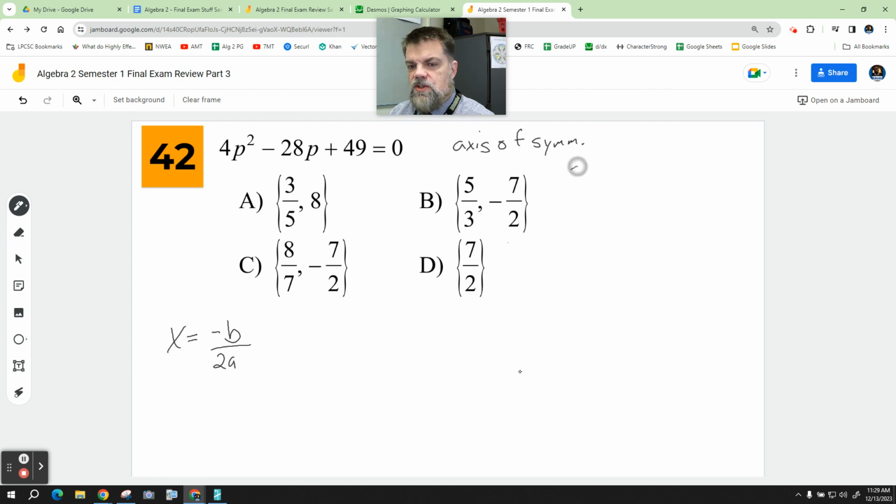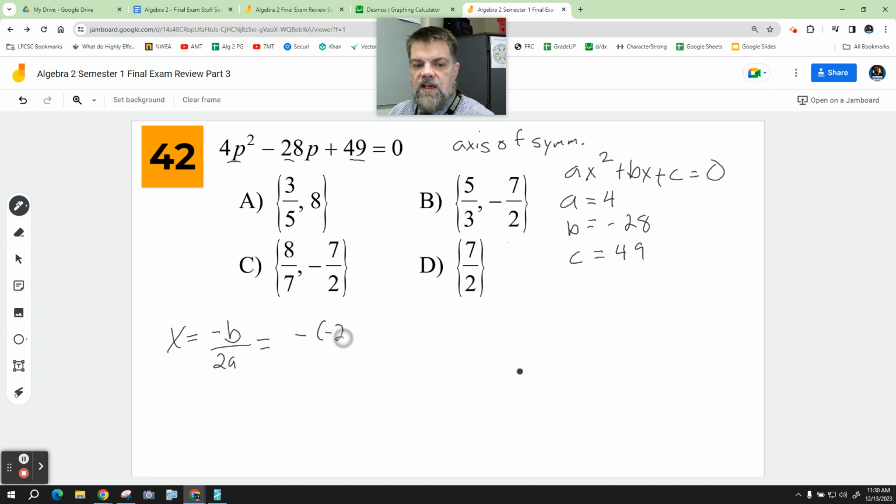So remember, this is written in the form ax squared, or we want it to be in this form. Sometimes it's not written this way. In this particular case it is, but we want it to look like this. In other words, a is equal to 4, b is equal to negative 28, and c is equal to 49. So to find the axis of symmetry, I say minus b, which is negative 28, all over 2 times a, which is 4.